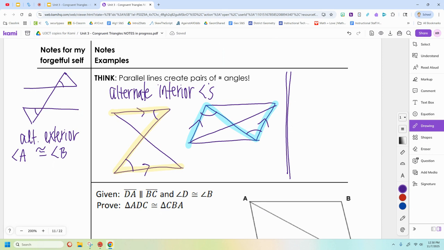Not going too fast? Okay, so the clue to seeing alternate interior, does everybody see like the letter Z or the letter N, right? And you're either flipping it or rotating it, doing something like that. The letter for corresponding angles is a capital letter F. Okay.